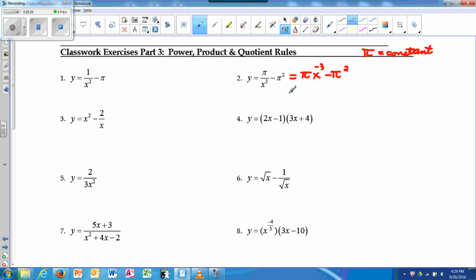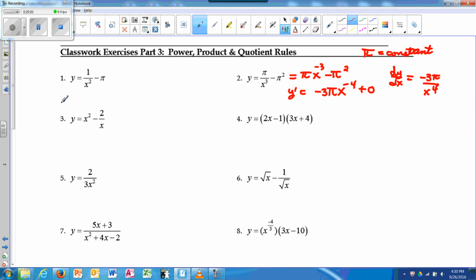it's the fact that pi looks like a symbol, like a variable, and it isn't. Remember, pi is a constant. We even know a value for pi, an approximate value. So treat pi just like you would the number 3. If I bring this down and multiply, I get negative 3 pi x to the negative 4. For this second part, I do not get 2 pi. Pi squared is a number, and the derivative of any number is 0.